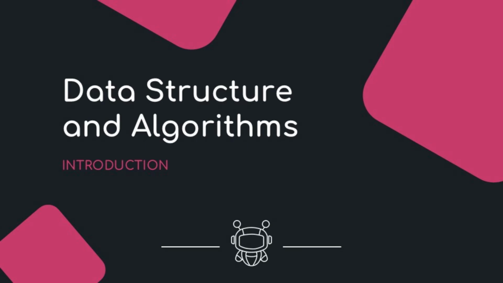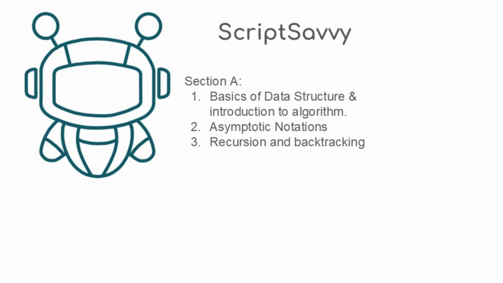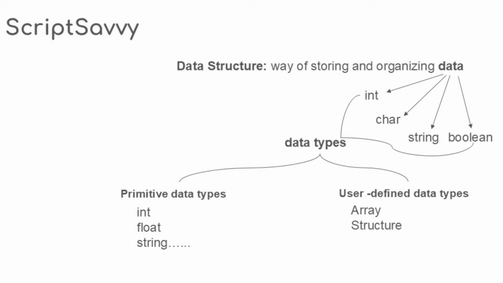Today we'll go through the roadmap that we are going to follow throughout the course. The course is divided into 4 sections A, B, C and D. The section A has 3 subtopics. First is basics of data structures and introduction to algorithm. Second is asymptotic notations. Third is recursion and backtracking. Let's go through each subtopic of section A.